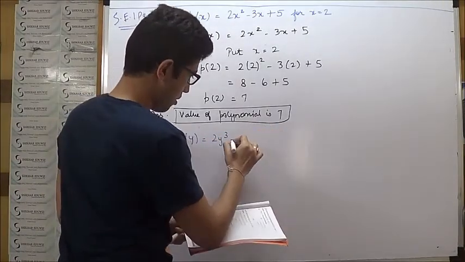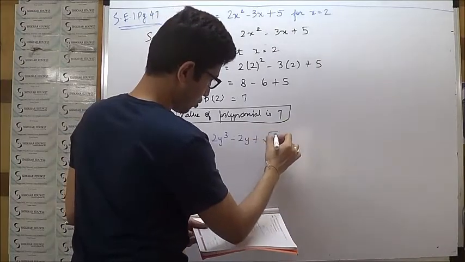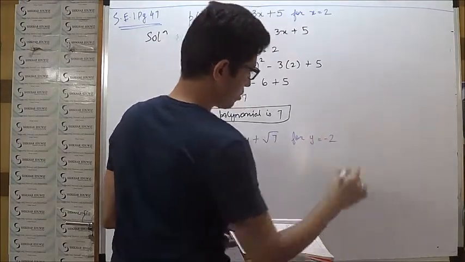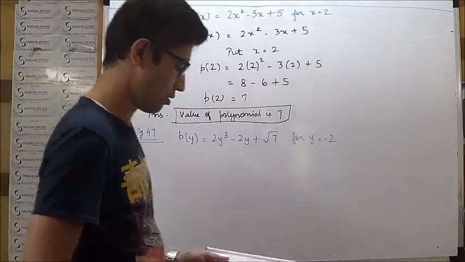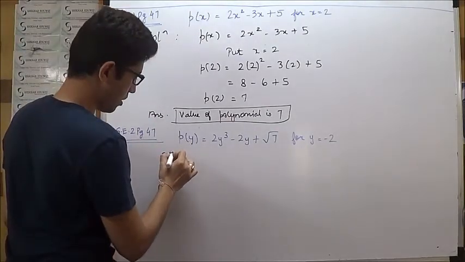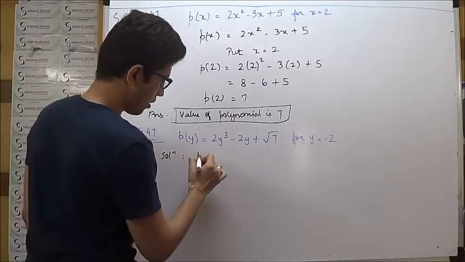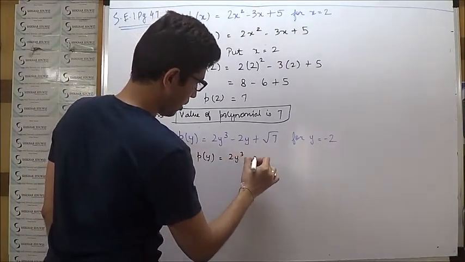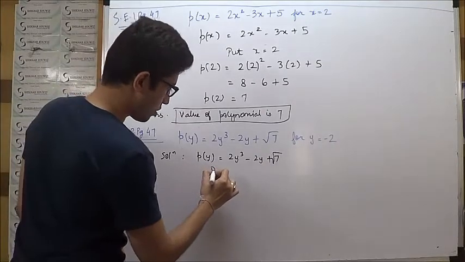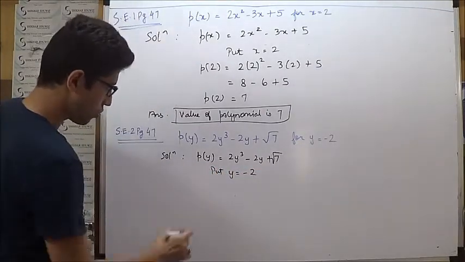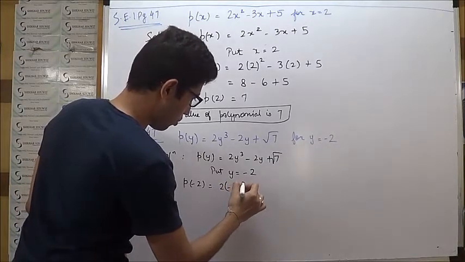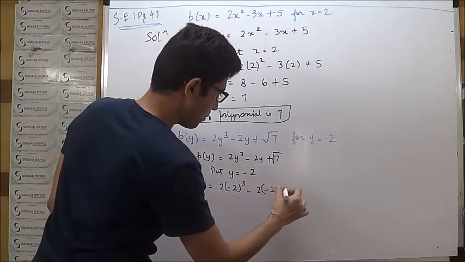Next solved example. Find the value of p of y, where p of y is 2y cube minus 2y plus root 7. Solve for y is equal to minus 2. So steps remain the same. Solution is, you know the p of y is 2y cubed minus 2y plus root 7. Then put y is equal to minus 2. So p of minus 2 is equal to 2 into minus 2 the whole cube, minus 2 into minus 2, plus root 7.